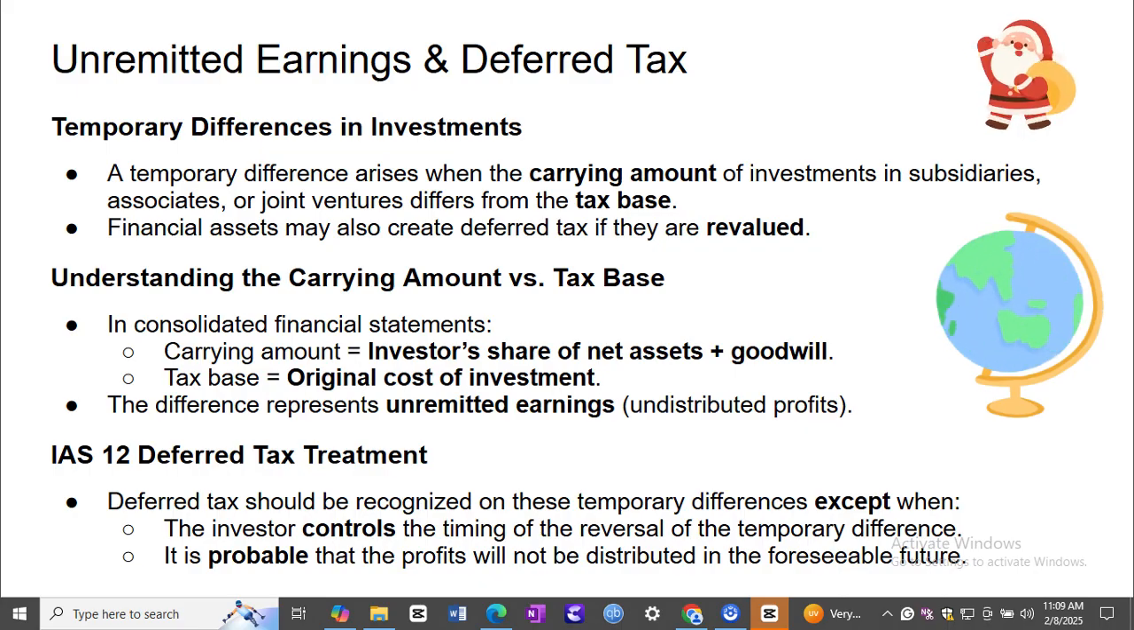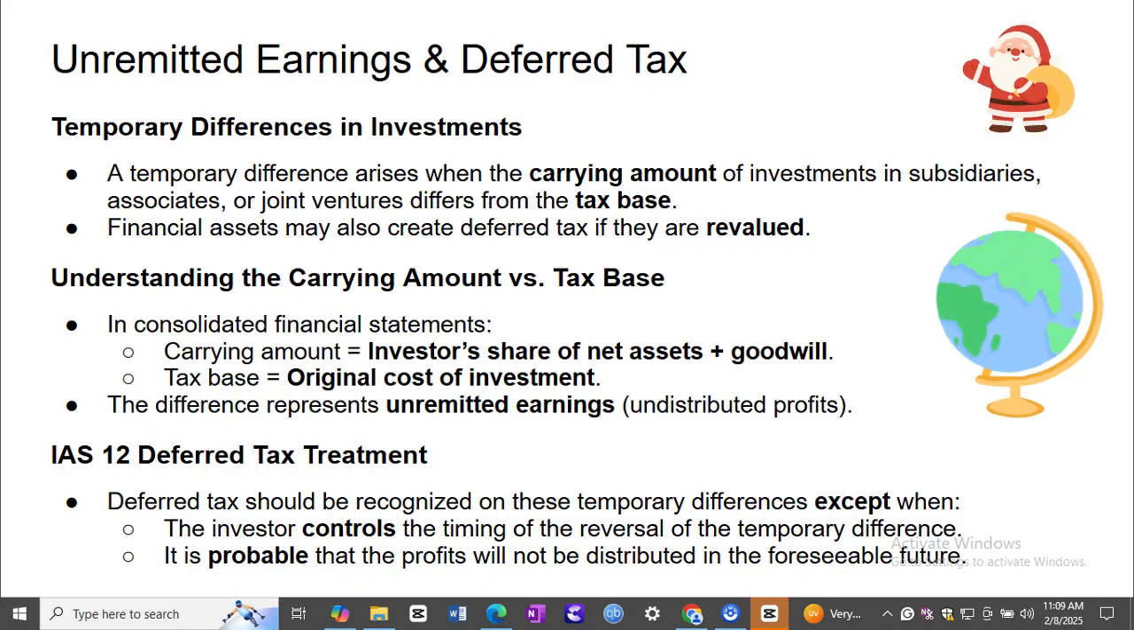So we have a temporary difference, but does that automatically mean we need to recognize a deferred tax liability? Not always. IAS 12 has a specific exemption for unremitted earnings. You don't have to recognize deferred tax on those temporary differences if two conditions are met. All right, what are those conditions? First, the investor needs to have control over when those temporary differences will reverse, meaning they can decide when those earnings will be distributed. So if they can determine when dividends will be paid, no deferred tax. Makes sense.